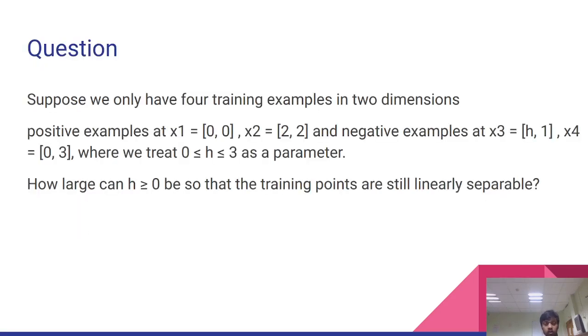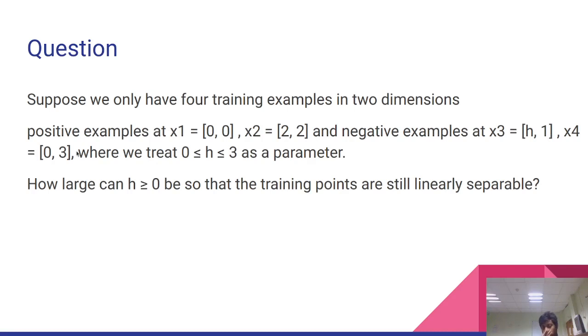So we have 4 training examples. Suppose x1 is (0, 0) and x2 is (2, 2). These are the positive class, where the label is 1. The negative examples are: x3 equal to (h, 1), so just consider 2 dimensions, where the first dimension is h and the second dimension is 1. And x4 is (0, 3).